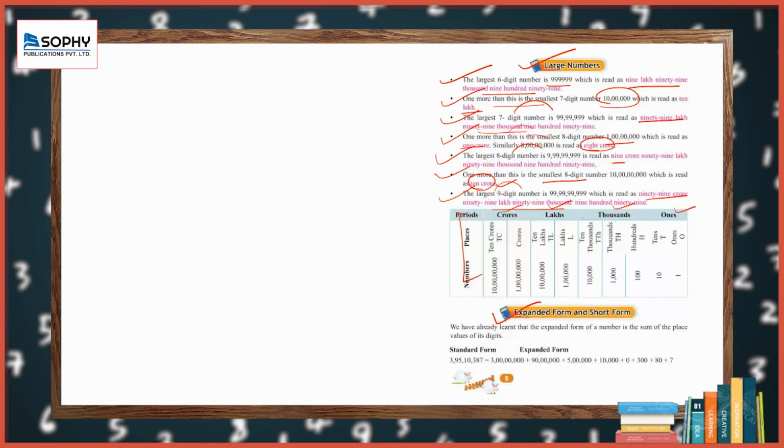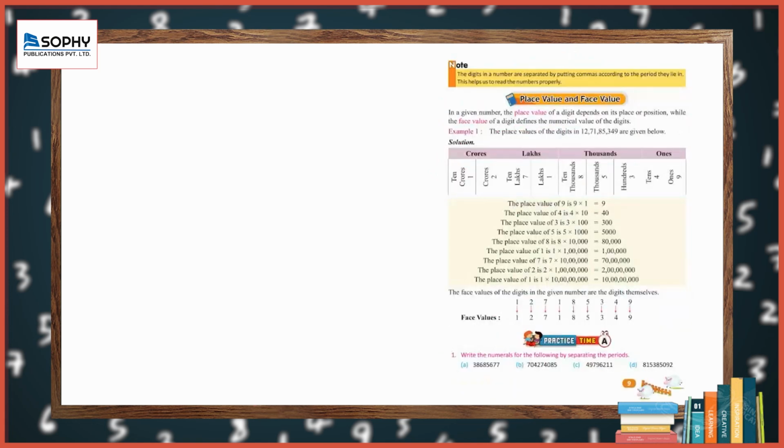Now let's look at the expanded and short form. We have already learned the expanded form of a number is the sum of the place values of its digits. Here is the standard form. Here is the expanded form, students. It can be written as 3 crore, 90 lakh, 5 lakh, 10,000, plus 300, plus 80, plus 7. Always remember, students, the digits in a number are separated by putting commas according to the period they lie in. This helps us to read the numbers properly.